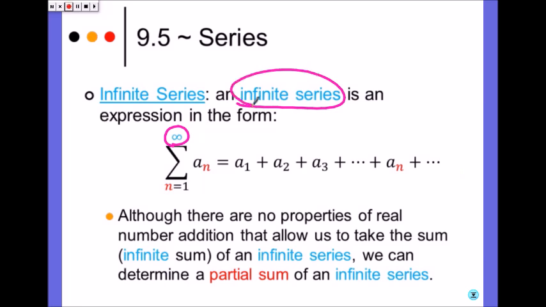Although there are no properties of real number addition that allow us to take the sum of an infinite series, we can determine the partial sum. And when the sum converges to a certain number, we can find the infinite series using the limit.